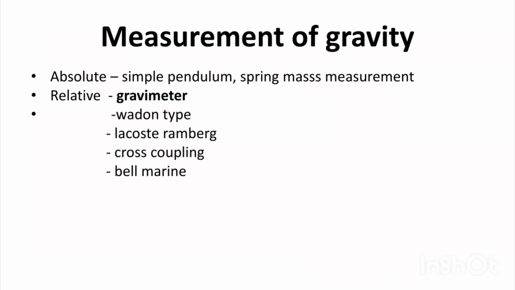Now the last part is the measurement of gravity. There are two methods: one is absolute, another is relative. Absolute measurement is done by the simple pendulum and spring mass measurement, and relative measurement is done by the gravimeter. Gravimeters are of various types, like the Worden type, LaCoste-Romberg, cross coupling, and Bell Marine. This was the last part of this lecture. In the next part, we will cover the anomalies. So till then, keep learning. Thank you so much.